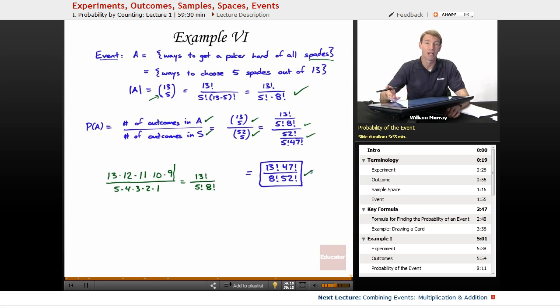So we went over some terminology. We practiced some basic probability using counting techniques. In the next few lectures, we'll develop these counting techniques farther and solve some more complicated probability problems. So I hope you'll stick around for that.